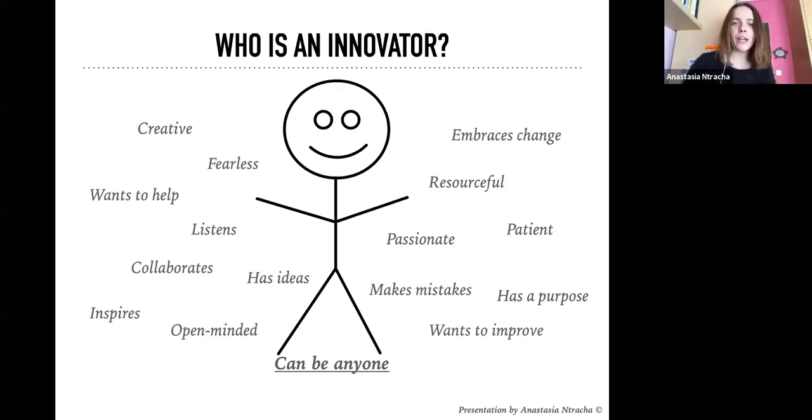Generally, an innovator is someone who is not afraid to step out of his comfort zone and take risks, to discover and look into multiple ideas and embrace change and mistakes. He wants to have an impact. That's why we talked about creating something useful. But most of all, I think what I really want to stick in your minds is that an innovator can be anyone.